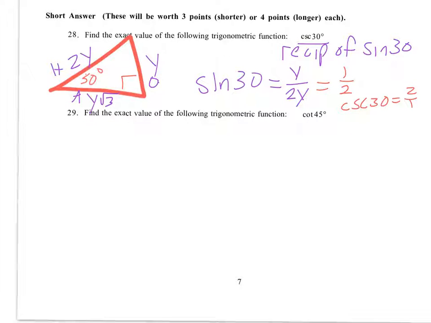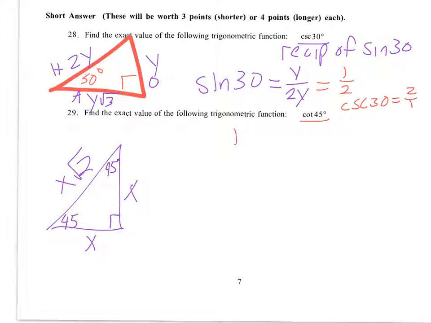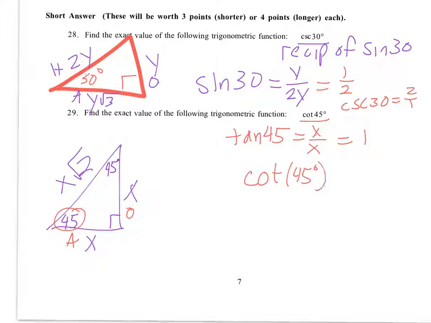For cotangent of 45, I'm going to use a special right triangle again. I could also use the unit circle for this. But we're looking at a 45, 45, 90 right triangle. Using your reference sheet, that's written as x, x, and x root 2. Cotangent is the reciprocal of tangent. I know that tangent of 45 is opposite divided by adjacent, so that's x over x, which is 1. The reciprocal of 1, so the cotangent of 45 is 1 over 1, or just 1 also.